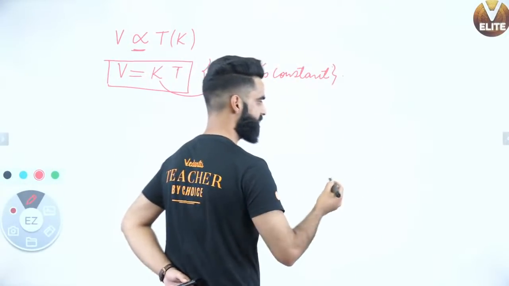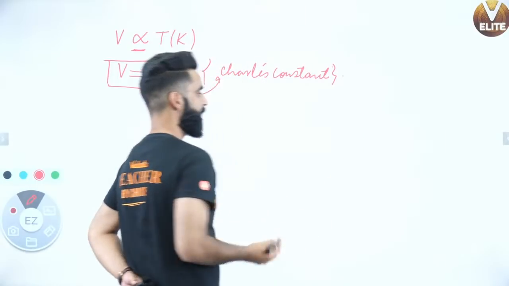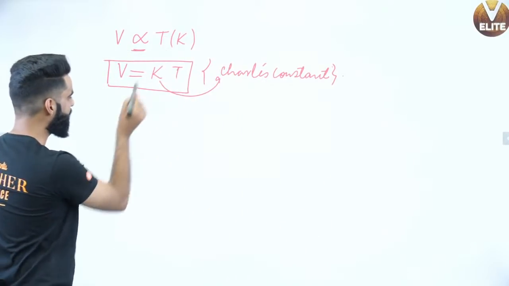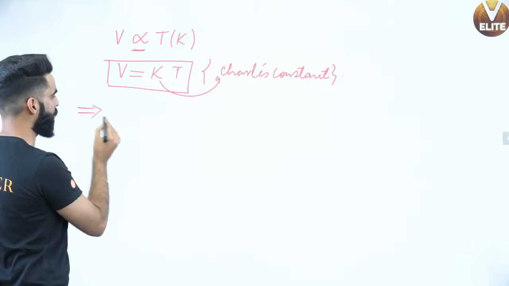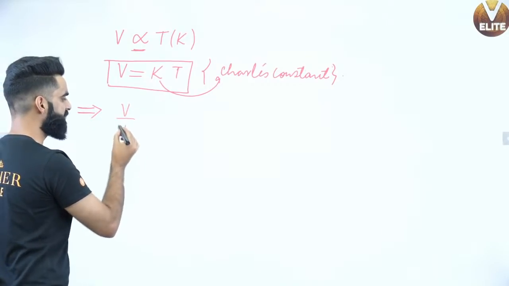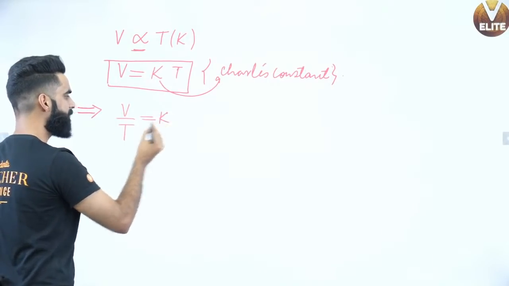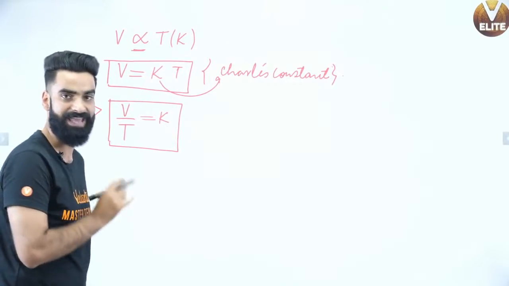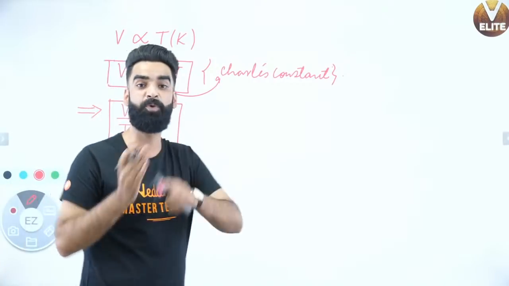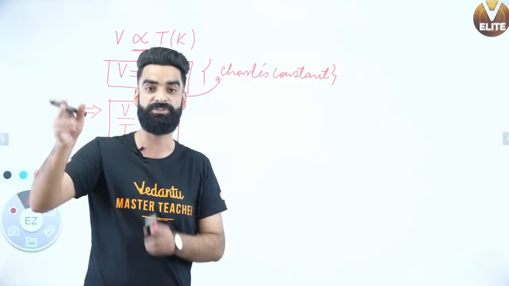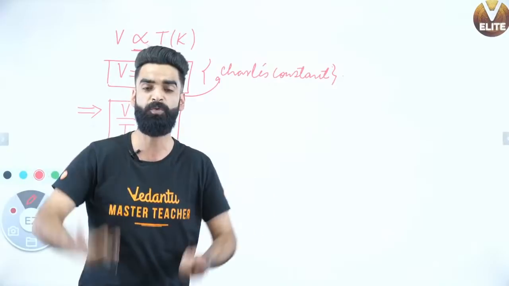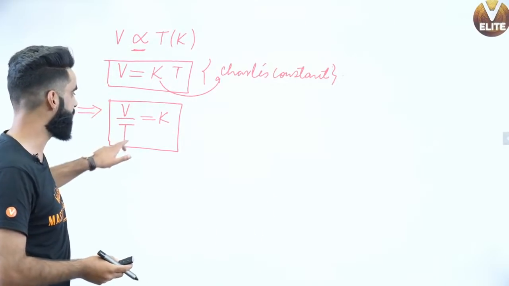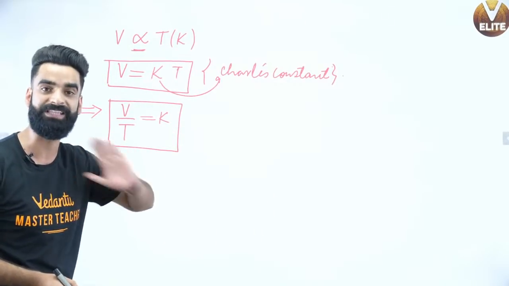Number two, have a look at one more thing. If I use this equation, can I say from this equation that V divided by T is going to be constant all the time, right? I can say that. Like we had in Boyle's law, where P multiplied by V was constant all the time, in the same way, in the Charles law, V divided by T is going to be constant all the time.